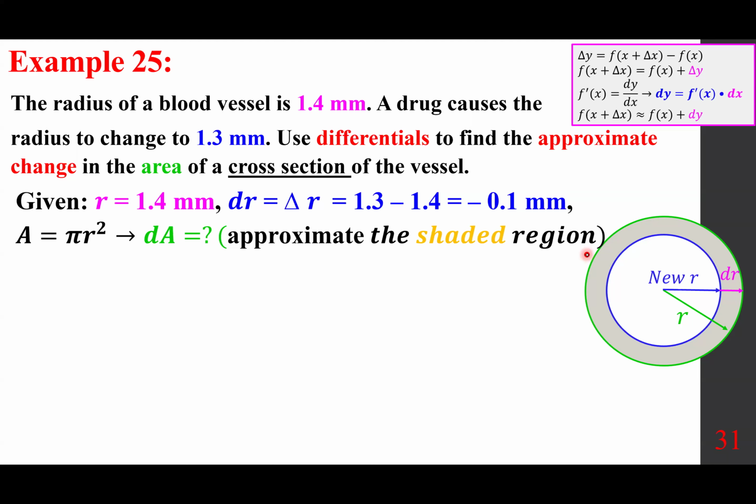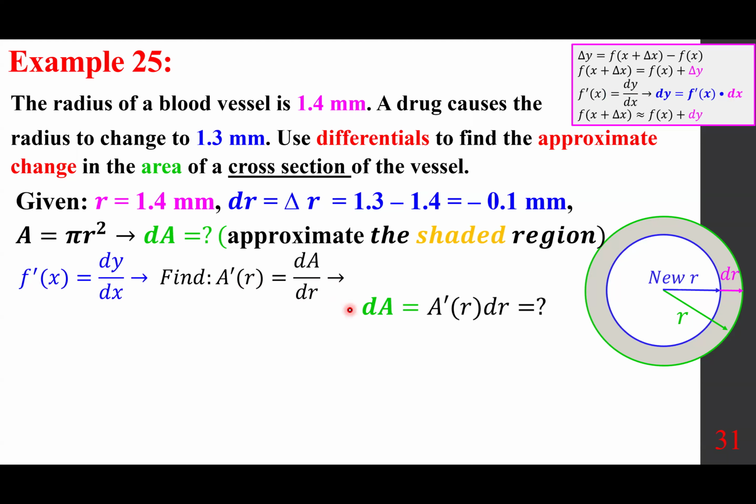All right. So f prime is dy dx. I'm reminding you that means dy is f prime of x dx. So A prime is dA dr, which makes dA the product of these two. That's why I wrote that so you can see it.